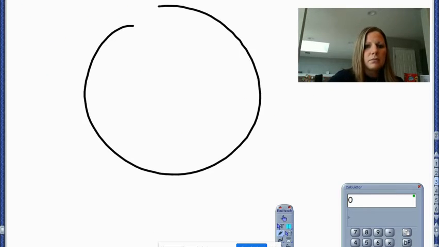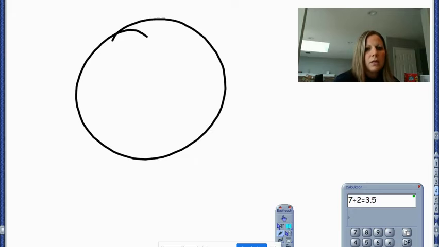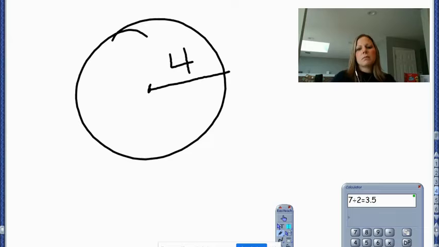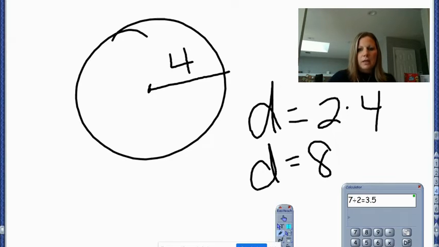So if I have a circle, my diameter is 7, what would my radius be? My radius is going to be 7 over 2, which is 3.5, right? You do 7 divided by 2, and that equals 3.5. And then if I were to have a circle, and my radius was 4, my diameter equals 2 times 4, so my diameter equals 8.